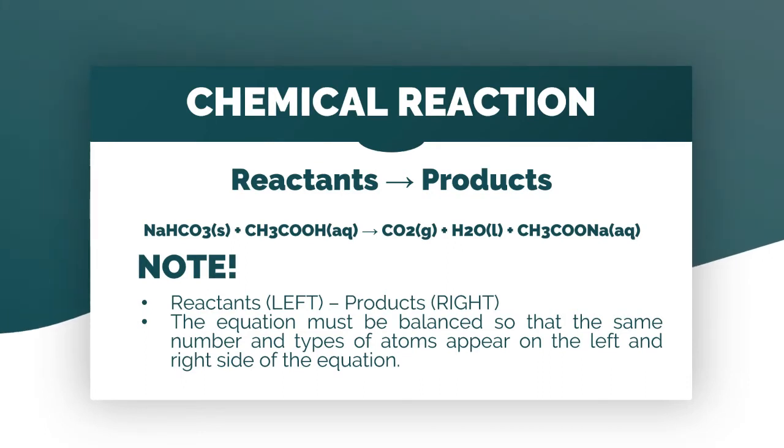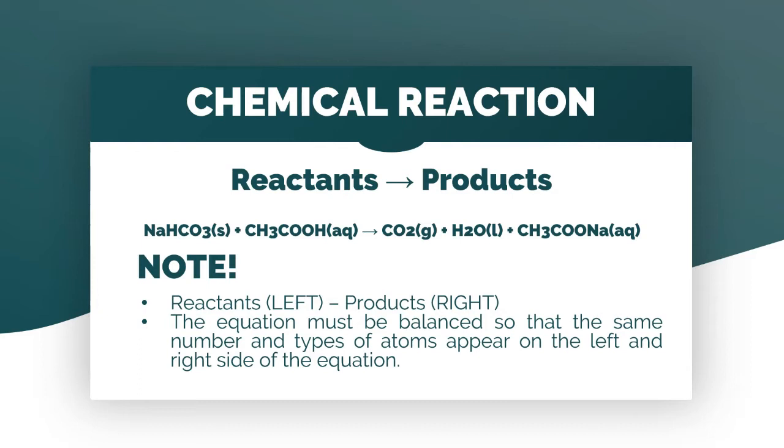Ano ba'ng bumubuo sa tinatawag nating chemical reaction? So, a chemical reaction would not be possible if not because of these two. We have here what we call the reactant and also the product. So, for example, in this given statement, we have sodium bicarbonate reacts with acetic acid and yields or forms carbon dioxide, water, and sodium acetate. So, take note of this one.